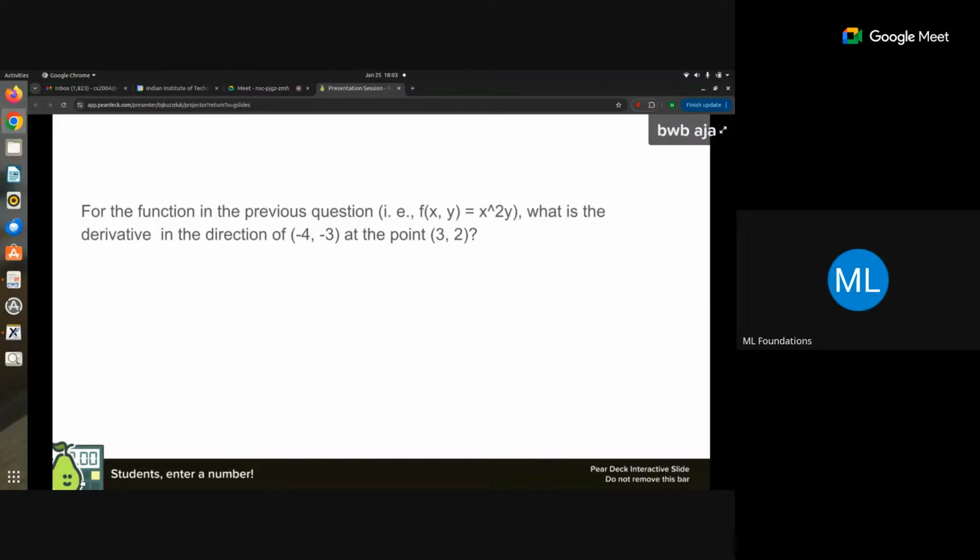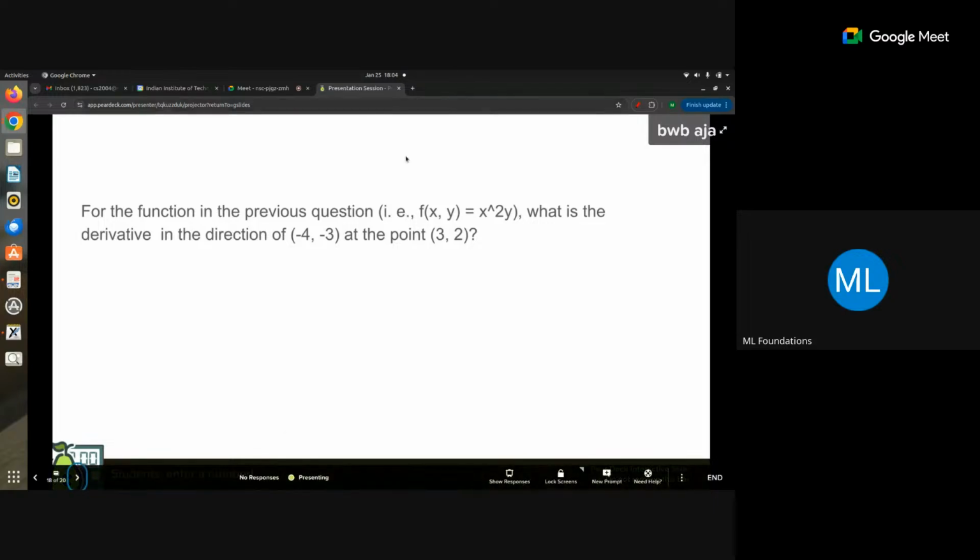Can we use the same thing? Yes, just changing the unit vector. What is the unit vector in this case? Minus 4 by 5, minus 3 by 5. Correct. And you will take the dot product with what? Gradient of f, which is 12, 9. And that should be your answer, right?